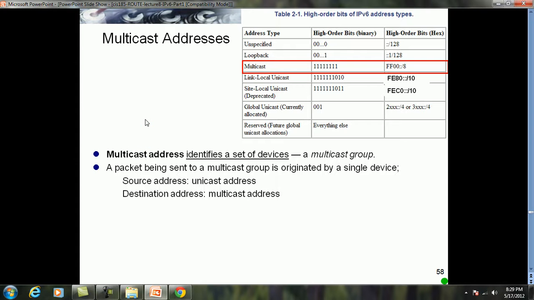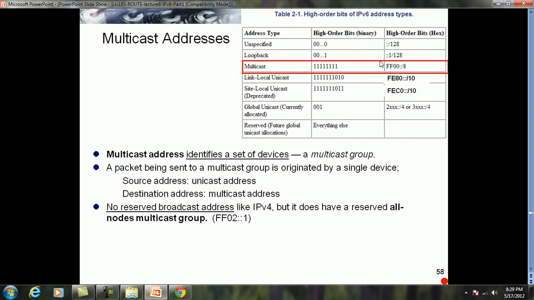Multicast, now you know very well multicast. In IPv4 it was 224, something like that. Remember 224.0.0.9, 10, 5, 6, OSPF, EIGRP and so on. Multicast addresses identify a set of devices, a multicast group. So again, the source address will be unicast, but the destination address will be multicast. So see here, something like FF00::/8, can you see? We'll see there are some more groups in this.